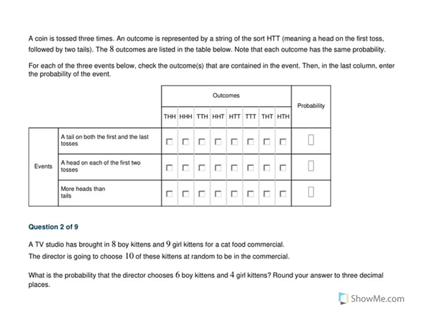So essentially, we're just checking to see which ones have the outcome based on what we have here for the event: a tail on both the first and the last tosses. So a tail first and a tail last. So that's this one. And so how many total outcomes do we have?